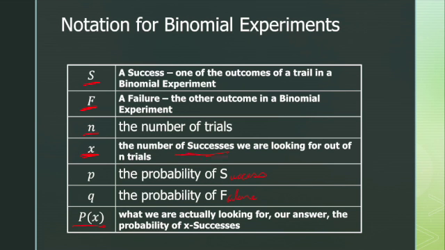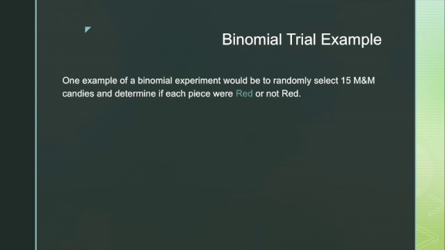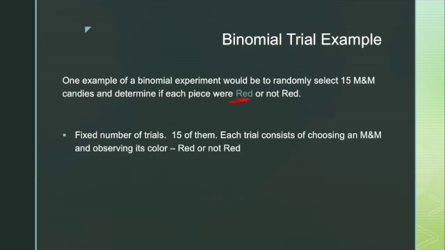So let's go through an example. One example of a binomial experiment would be to randomly select 15 M&M candies and determine if each piece were red or not red. So there's a fixed number of trials. There are 15 of them, right? And what we're doing is we're observing its color. Success would be red. Failure would be not red.